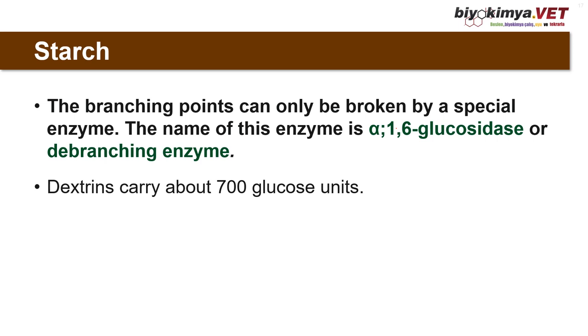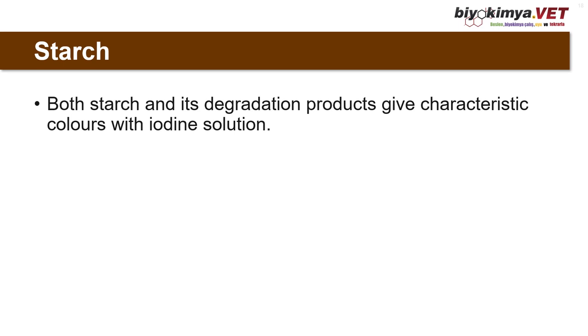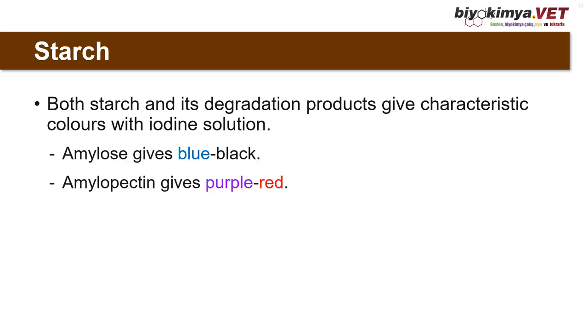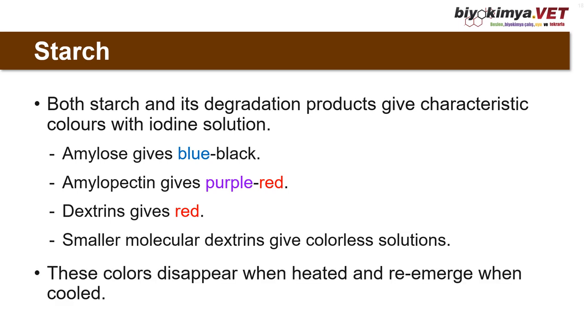Dextrins carry about 700 glucose units. Dextrin solutions are also used as mucilage. It is used for the feeding of children because it is easily digested and prevents milk clotting in the stomach. Both starch and its degradation products give characteristic colors with iodine solution. Amylose gives blue-black, amylopectin gives purple-red, and dextrin gives red. And smaller molecular dextrins give a colorless solution. And these colors disappear when heated and reappear when cooled.